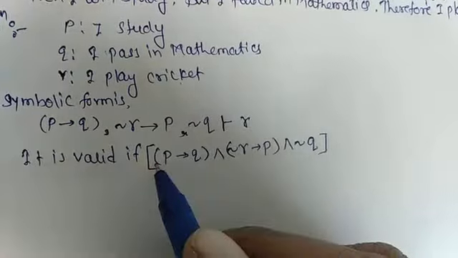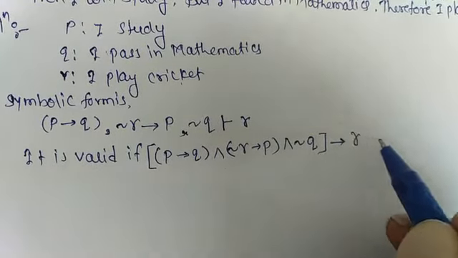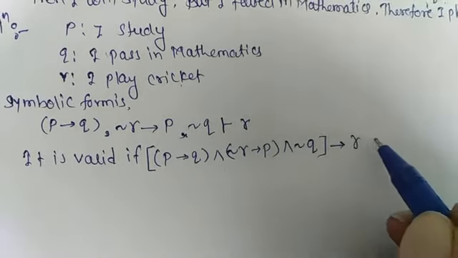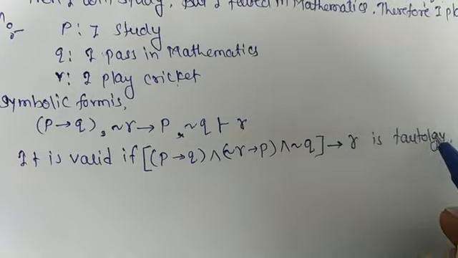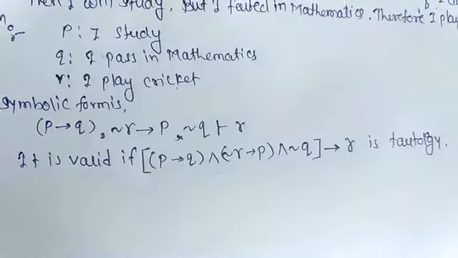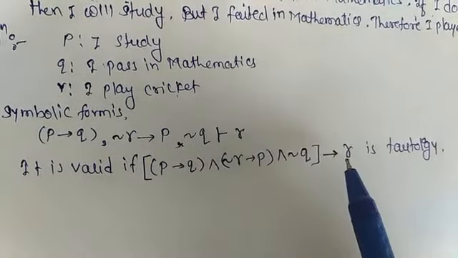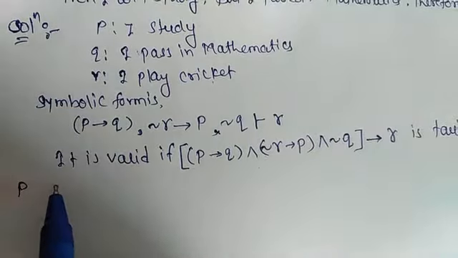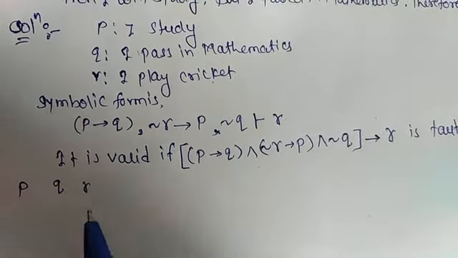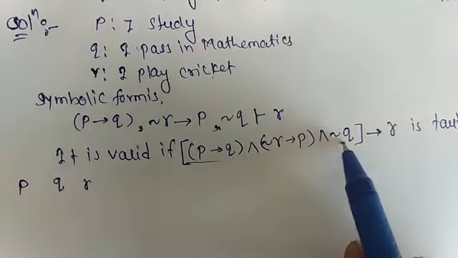Its premises are over and the conclusion is R. Is it a tautology? So we have to make the truth table for this argument proposition. Here there are three statements, P, Q, R. First we have to find the truth table for the premises part.